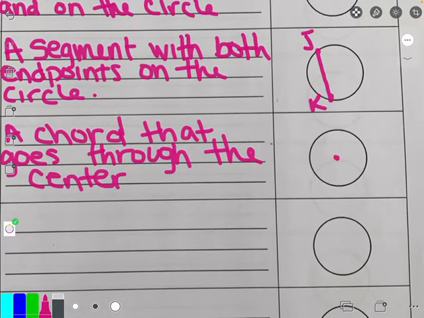So earlier we called our center point P. So my diameter would go through P. I didn't draw that very well. Let's try that again. And both endpoints would be on the circle. So we'll call it AB.